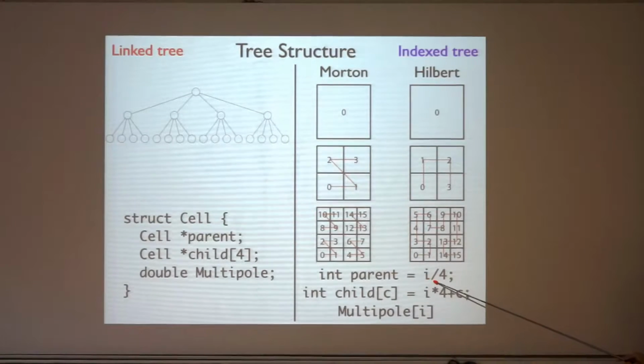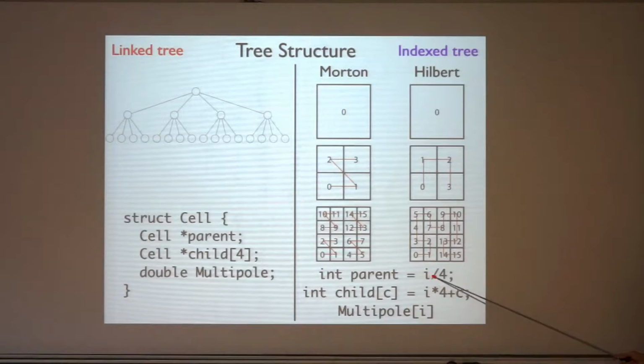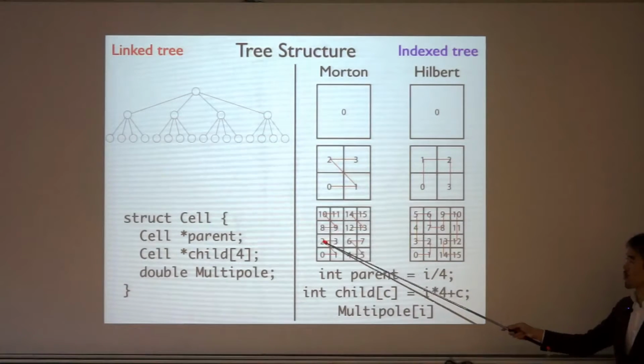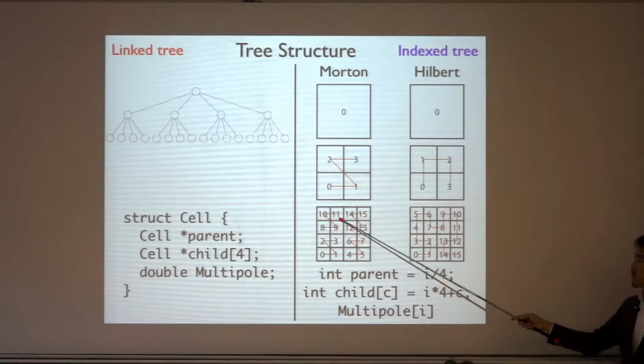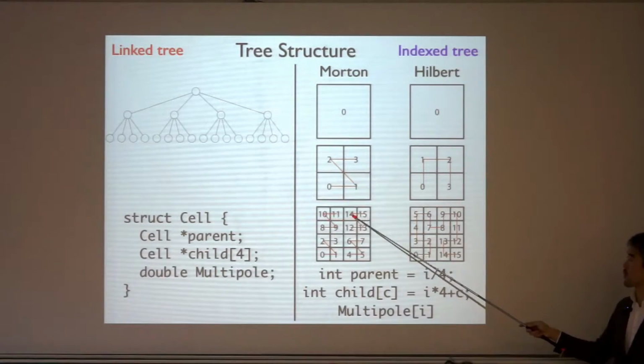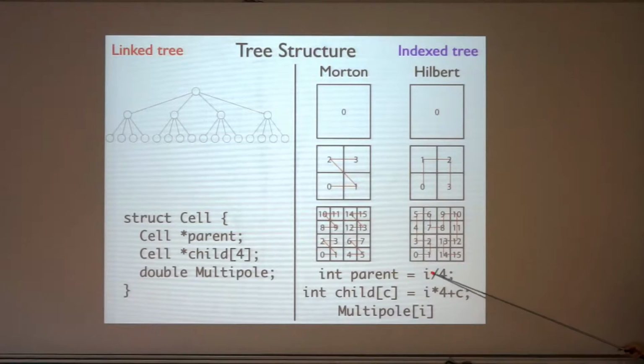But think of the case if you're writing this in C. If you write like this, for these numbers, it will return 0. For these numbers, it will return 1. For these numbers, it will return 2. And for these numbers, it will return 3. So look at the parent numbering. By doing this operation, you can get the parent.